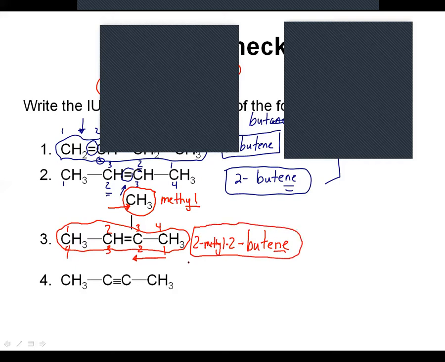And looking at our last one here, again, 1, 2, 3, 4. This seems to be a very popular one here. 4 carbons based off of butane. We got our triple bond. So again, our butane becomes butyne, Y-N-E.